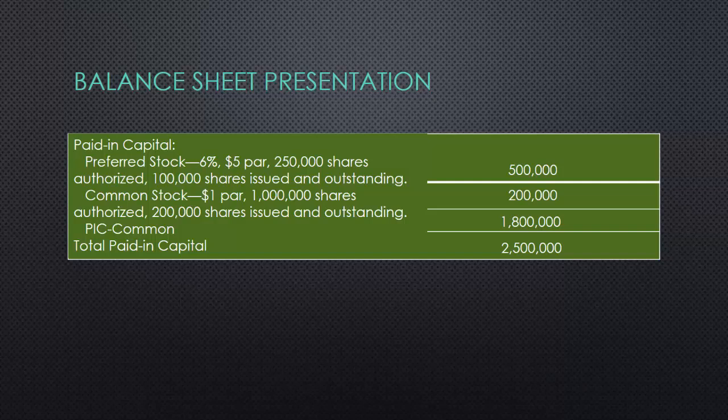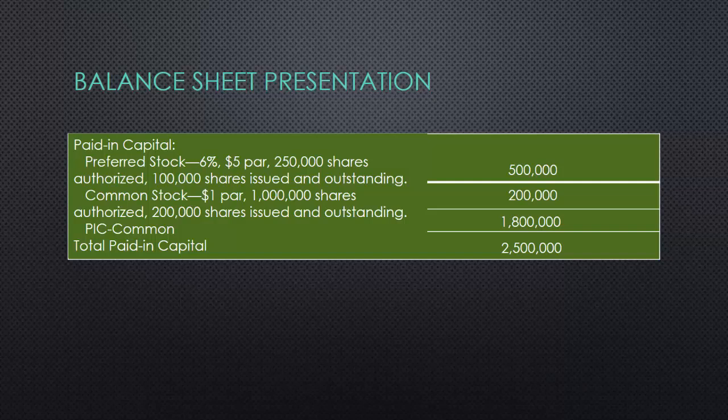When it gets reported on the balance sheet, just focus on the top line. You're going to tell your investors what type of stock it is and any other important details, which for preferred stock is the percentage that is guaranteed in dividend payment, the par on that stock, and the number of shares that the board of directors has authorized, the number of shares that your company has issued, and the number of those shares that are still outstanding.